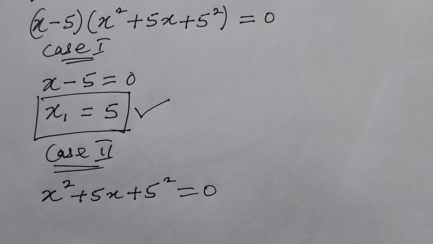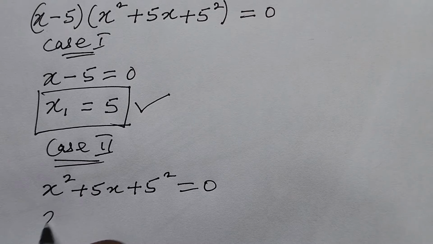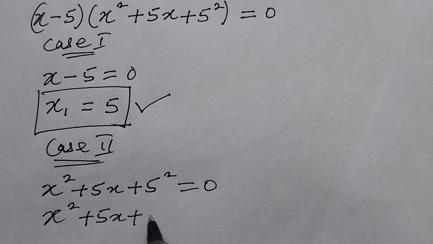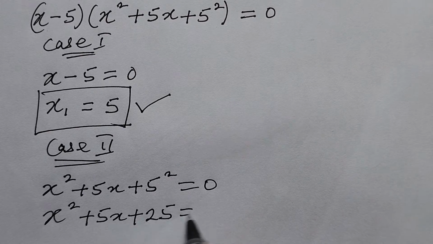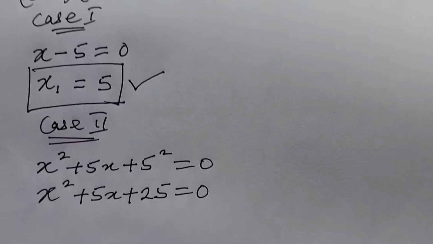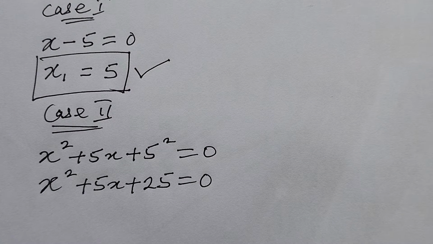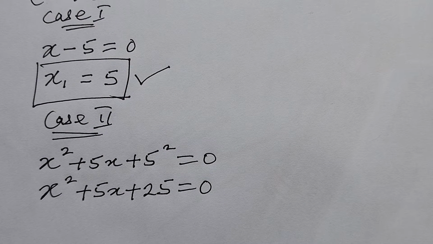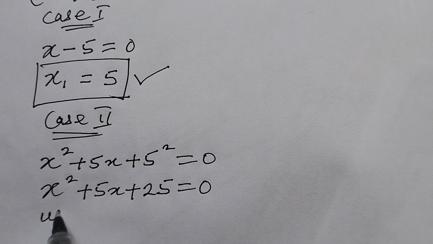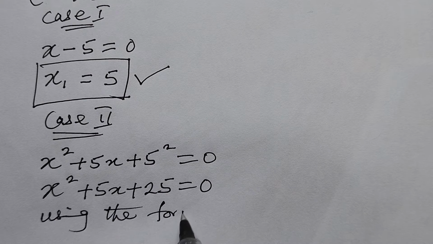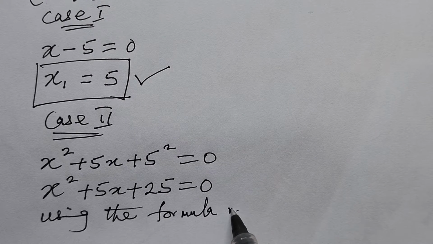5 to the power of 2 is 25. So rewriting this, we have x to the power of 2 plus 5x plus 25 is equal to 0. This is a quadratic equation. So we have to solve this quadratically, right? Good. So solving this quadratically, we want to use the formula method in solving this.